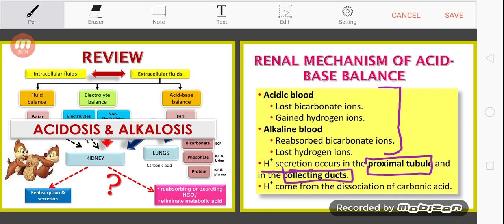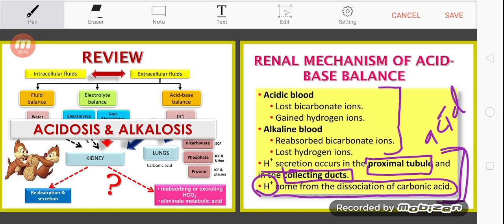And this hydrogen ion comes from dissociation of carbonic acid. This is in acidosis condition, acidic condition. So in order to maintain back the acidic condition, the kidney regions that work hard are the proximal tubule and collecting duct. How?